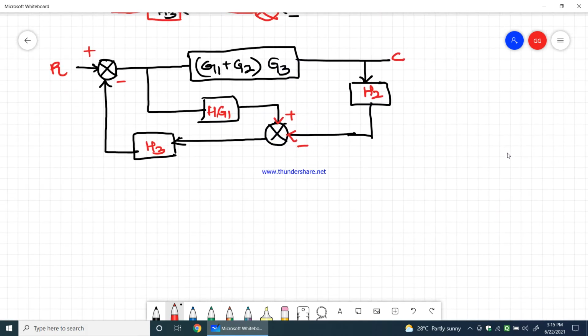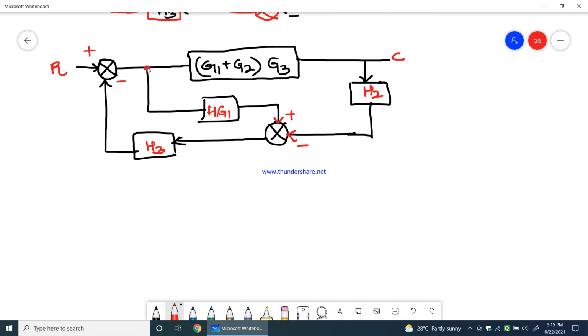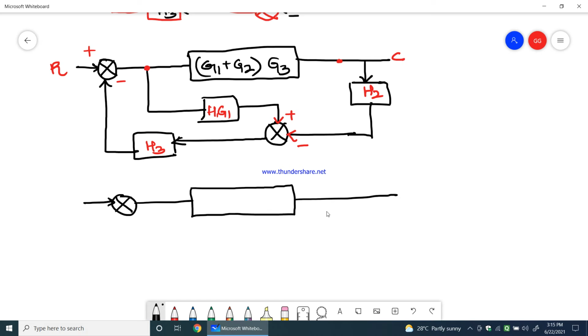Okay, now the next step is, if I shift this takeaway point to this particular point, will the problem be easy? Yes, you can see that. So this takeaway point, I am shifting from this point to this point. So what will I get? So I am shifting here. And that I am giving to a summing point.